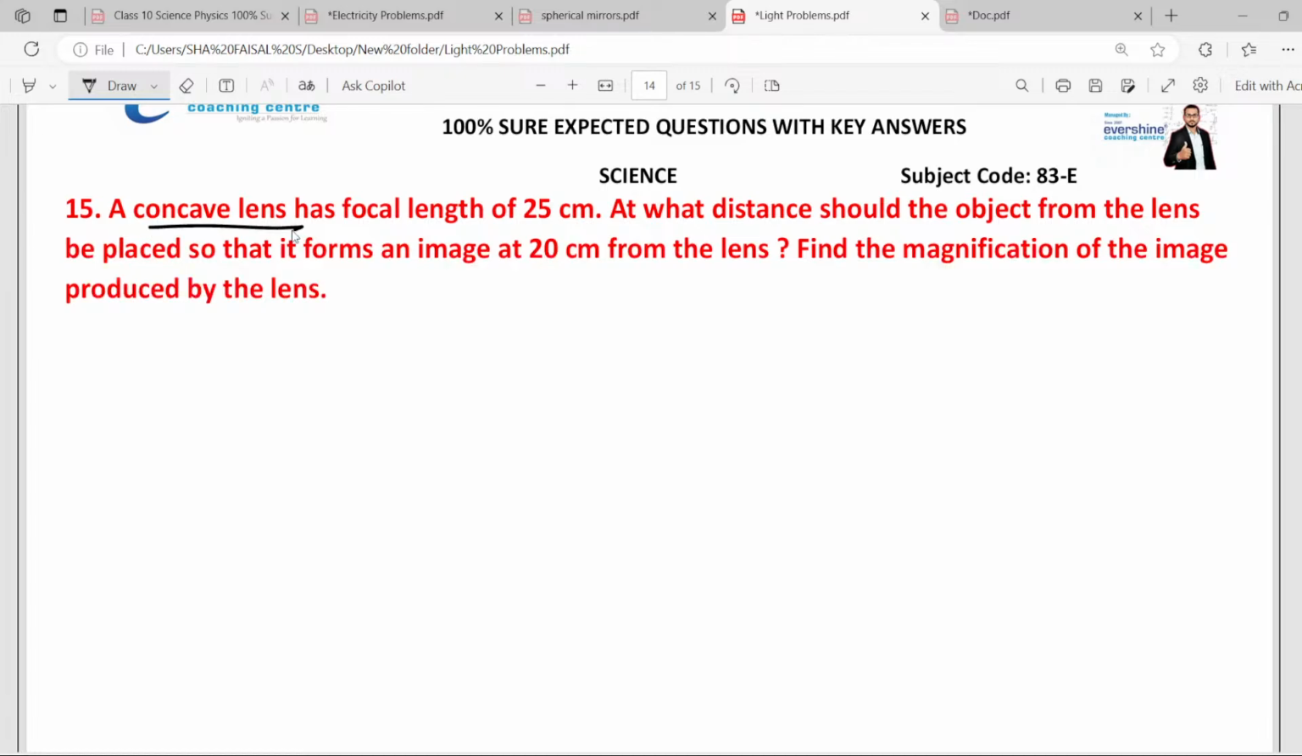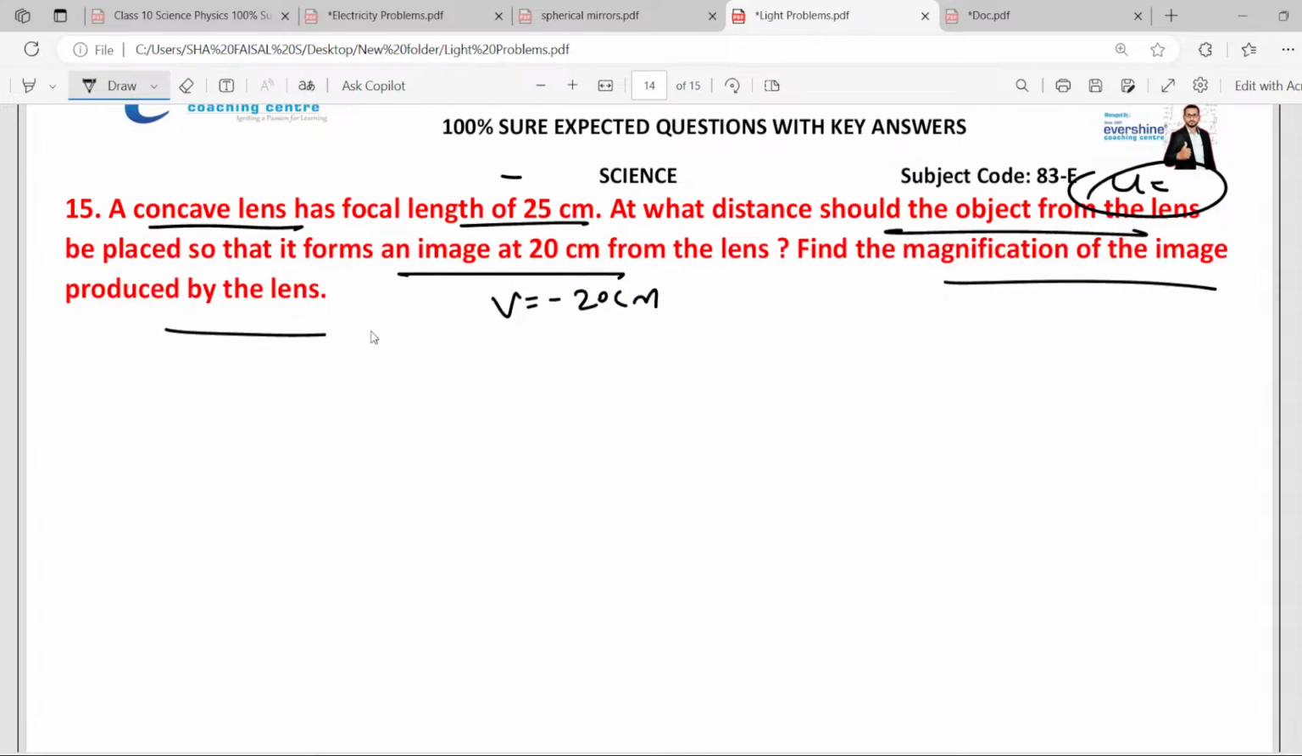It is concave lens, focal length 25. We should take negative. At what distance the object from the lens should be placed? They are asking object distance u. Calculate so that it forms an image 20 centimeter. So they have given the value of v. So it is minus 20 you should take. Find the magnification. You can try now.